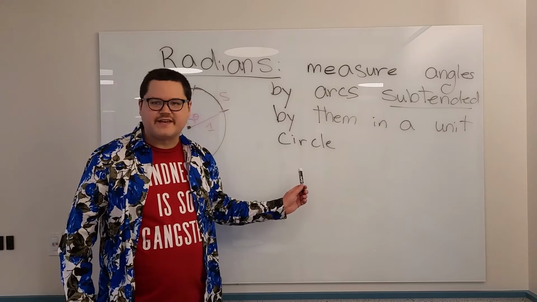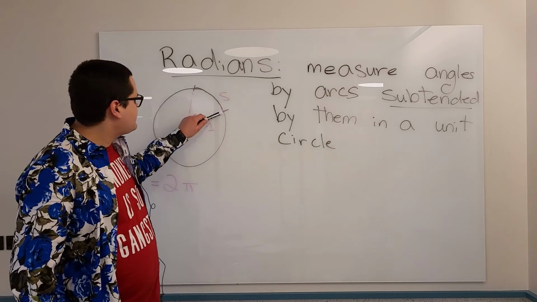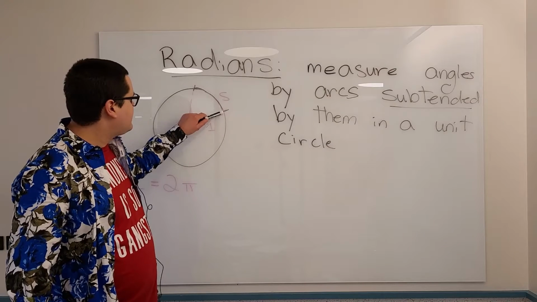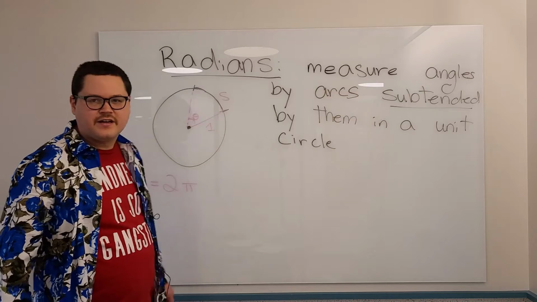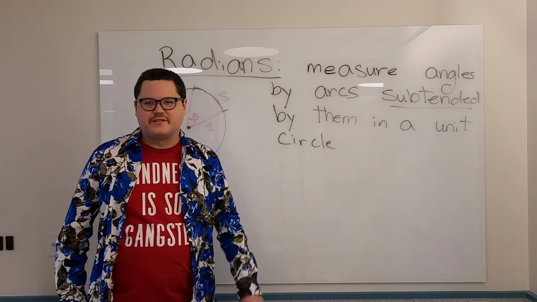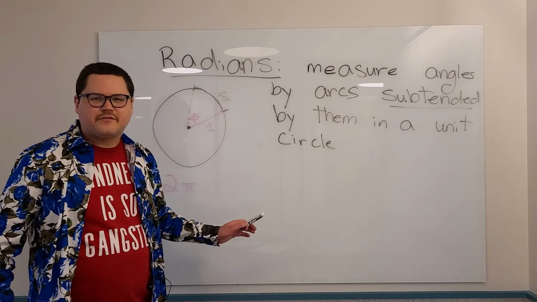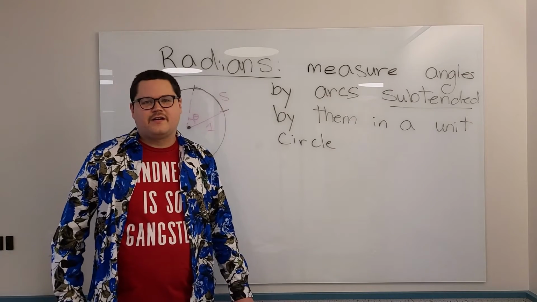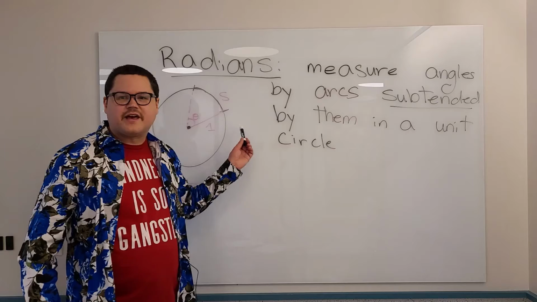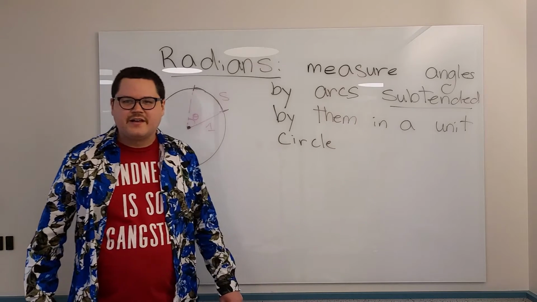So radians say that whatever this length is, that's what the value of this angle is. We're going to have some examples pretty soon. But note first that this is less arbitrary than saying that angles are measured by degrees.